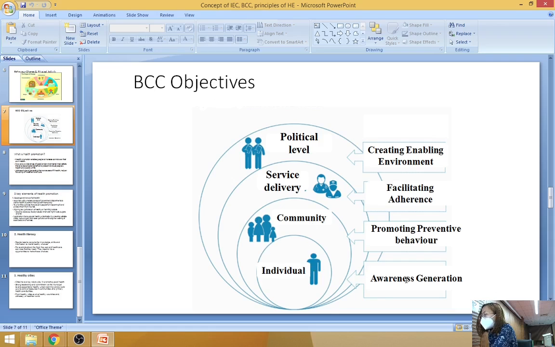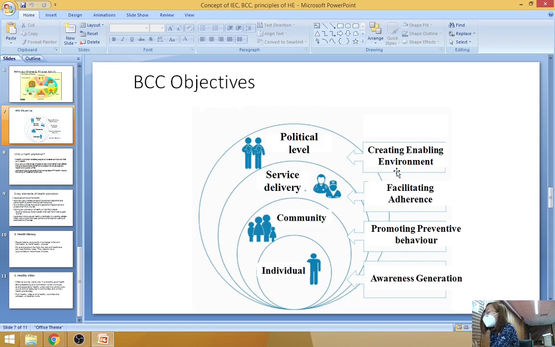Okay, so regarding the BCC objectives, if we are to give to the individual, particularly regarding the awareness part is important. Towards the community as a whole, to a large number of the population, we mainly focus upon promoting preventive behavior. Then service delivery, facilitating the adherence. Then another one is the political level, that is creating the enabling environment. So here comes the difference between IEC and BCC. IEC is also giving the information regarding the good habits. BCC is also changing the behavior towards the good way.